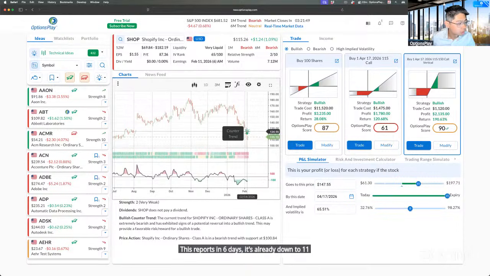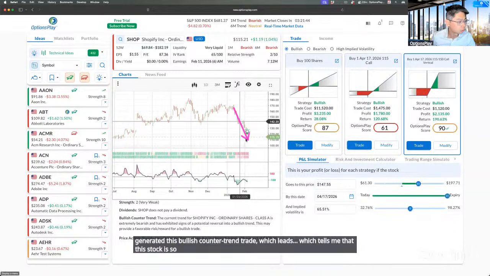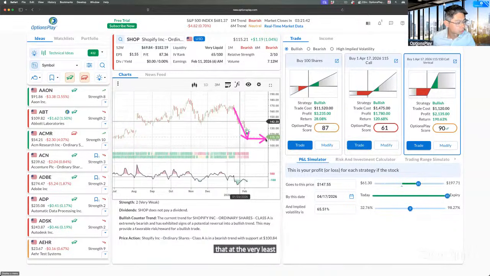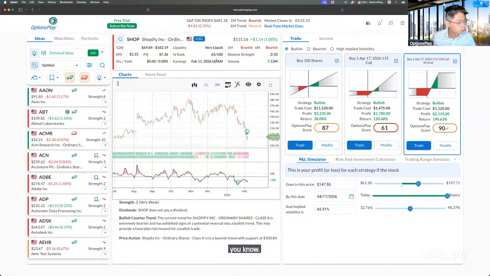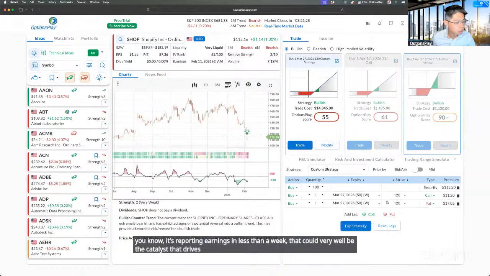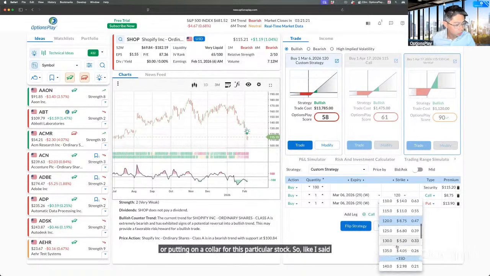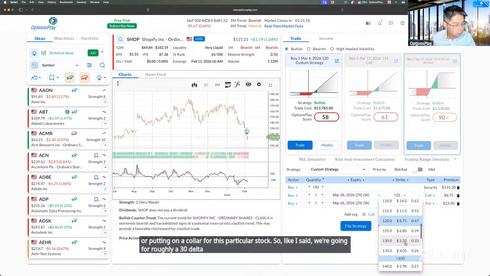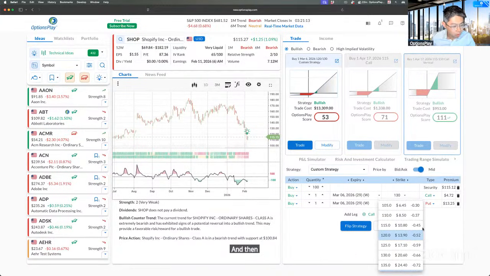And as you can see, it generated this bullish counter trend trade, which tells me that this stock is so oversold that at the very least, it's more likely to trade sideways and potentially even bounce than to continue moving lower. But it's reporting earnings in less than a week. That could very well be the catalyst that drives it lower. So let's just take a look at selling a collar or putting on a collar for this particular stock. So like I said, we're going for roughly a 30 delta covered call. So that's roughly, let's say, the 130 strike price. And that's going to collect $4.72.